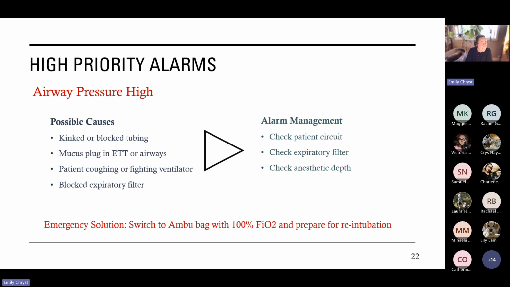And in an emergency, if you can't figure it out or your patient's crashing, switch to an ambu bag with 100% oxygen attached to it and prepare for reintubation. Now, reintubation, because mucus plugs in the endotracheal tube are fairly common, we're going to talk about this in more detail and how we fight that later. But reintubation is going to be much faster than suctioning that tube if it is to the point where it's blocking so badly that we have a high pressure alarm.